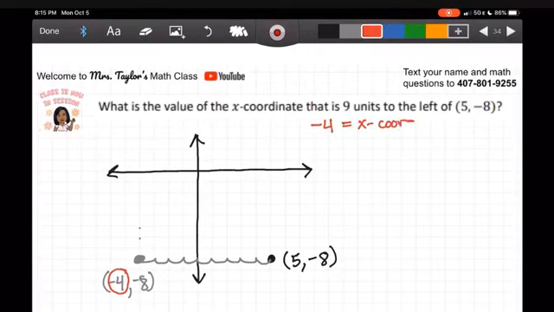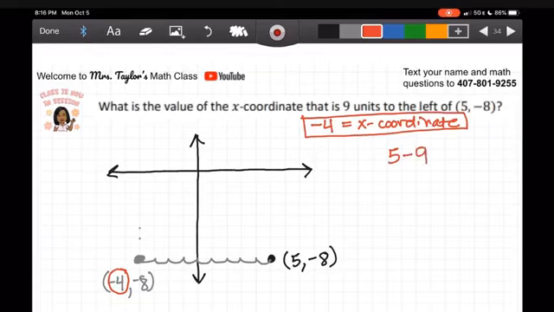But what is another way to do this and not draw the picture? Another way to do this is to actually do some math. You can say the x-coordinate we have so far is 5. So we can say 5 minus 9. And I know to subtract because I'm going to the left. So 5 minus 9 is going to be -4. So that's another way of getting the problem. You can either plot the point and count 9 spaces to the left, or you can just subtract your 9 units from 5 and get the same answer.